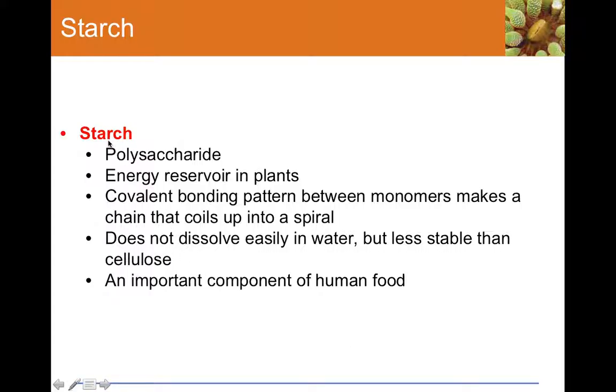So here's starch. Switching gears. Starch is a polysaccharide as well. But for plants, instead of building with it, we're going to store energy with it. So we call it an energy reservoir, a place you store things. Covalent bonding between our monomers is going to make a chain instead of this nice straight line we had before with cellulose. Again, starch is not really going to dissolve in water, but it is a little less stable than cellulose, which makes a lot of sense if you're a plant, because you want to be able to break down your starch later to use that energy.